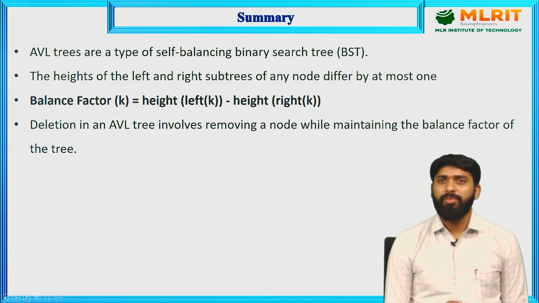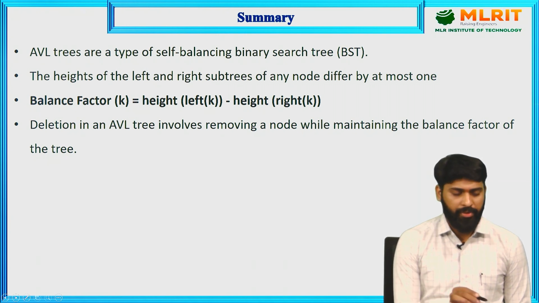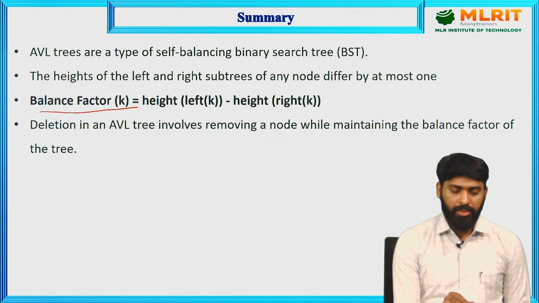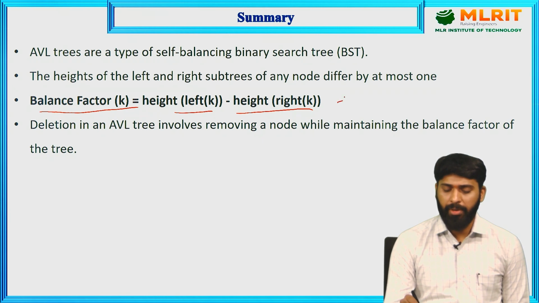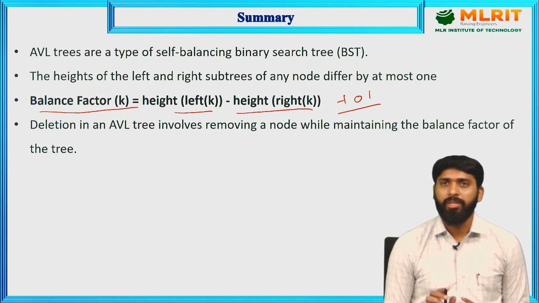So coming to the summary of the session. In this session we learned the definition of an AVL tree. An AVL tree is a self-balancing binary search tree. Here we balance the tree with the help of a balancing factor for each node. The balancing factor of a node is the height of the left subtree minus the height of the right subtree, and it should not be more than 1. That means the values may be minus 1, 0 or 1. If it is more than 1 or less than minus 1, then it violates the AVL tree property.